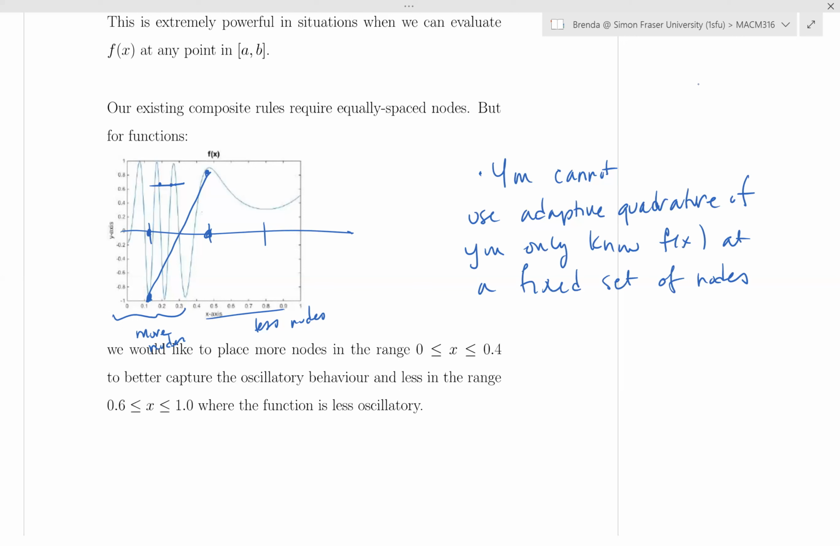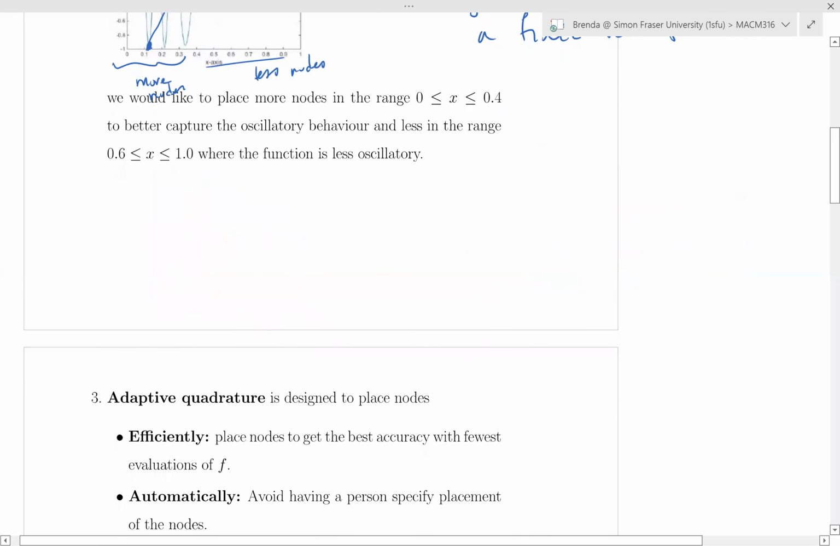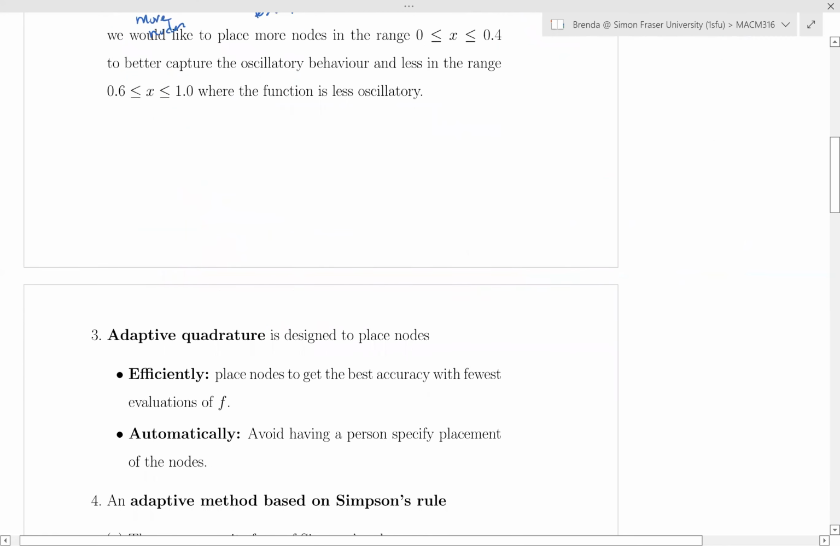So if you have the ability to place the nodes where you want, then you want to use an adaptive quadrature algorithm to place the nodes. What you want to do is place the nodes so that you have sufficient numbers of calculations, and you also want to do that automatically. You're going to have to intervene with some sort of intelligence to understand how to specify the nodes.